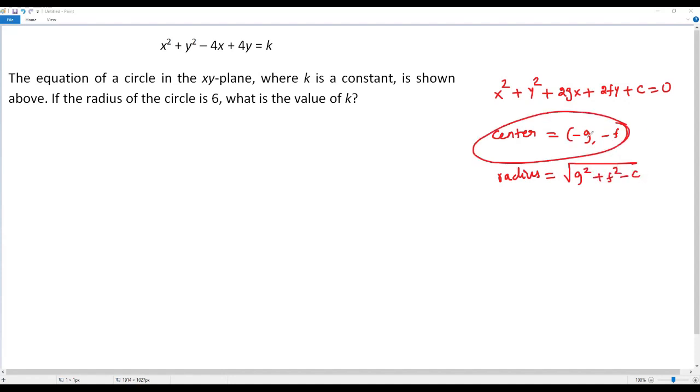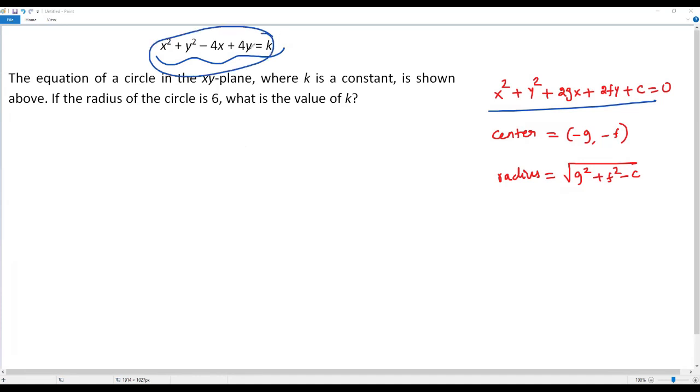Actually, the center is not required in this problem because we are given the radius of the circle, that is 6. So we have to use this formula to get the value of the constant k. For that, we have to compare the given equation of the circle with this equation. The given equation is almost in general form, but we have everything on the left side and 0 on the right side, whereas in the given equation, we have k on the right side. So we have to make this k as 0. For that, we subtract k from both sides.